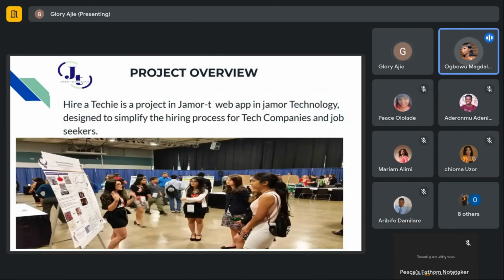So this is the overview of Hire a Techie, which is a technology designed to simplify the hiring process for tech companies and job seekers. The next slide.